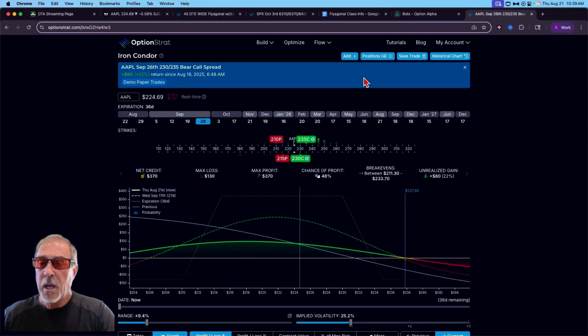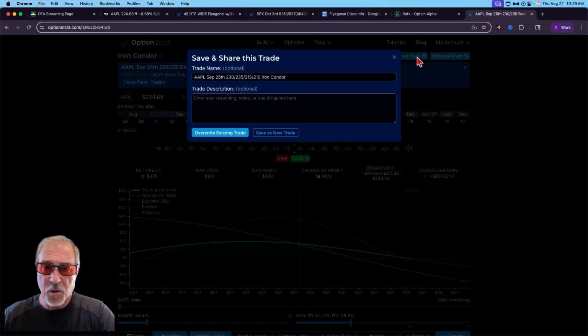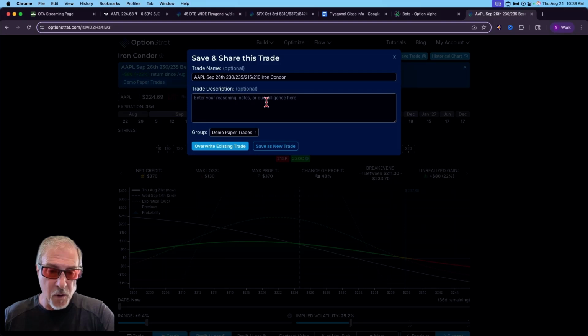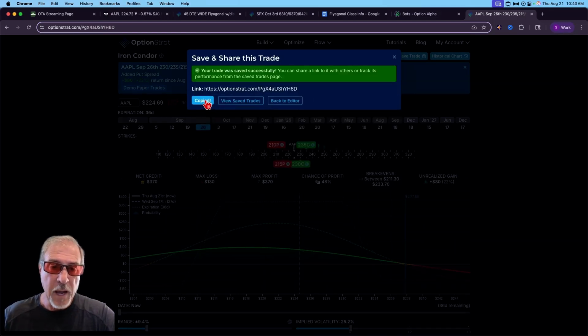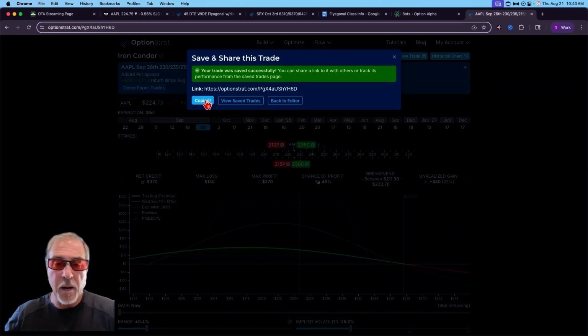So I'm going to go ahead and save this trade, and I'll just leave that as Apple, and now it is an iron condor. I'm going to put that I added a put spread, essentially turning it into an iron condor. I'm going to save this as a new trade. I will copy the link and put it in the description down below so that you can all open it up, check it out yourself, and maybe model different variations that you might consider appropriate for you. And again, the goal here is education and studying paper trades.